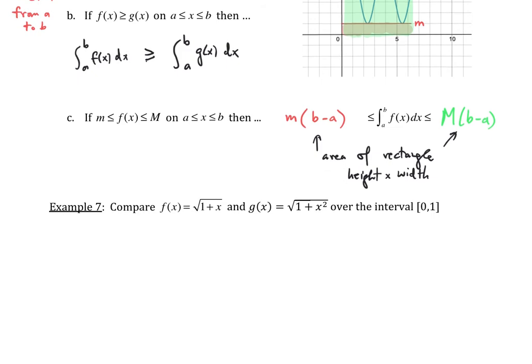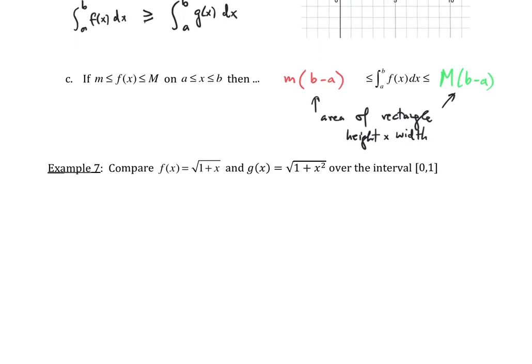Why don't we take a look at a quick example? In example 7, we want to compare two functions. We have f of x equal to the square root of 1 plus x, and g of x, which is the square root of 1 plus x squared. And it's really important that we're looking at the interval from 0 to 1. I want to emphasize that we're over the interval from 0 to 1.